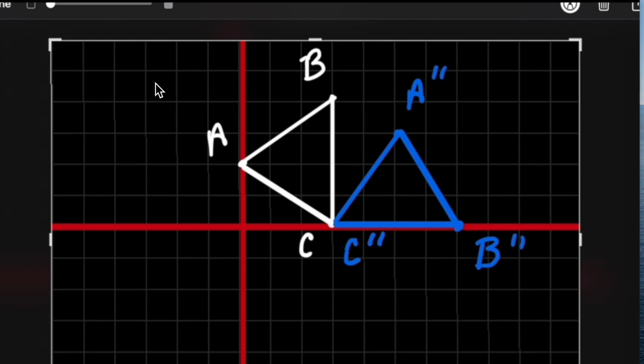There's still going to be a 90-degree clockwise rotation. And how do I know that? Look at this original direction that the point at point A is pointing to. It's pointing to the left.